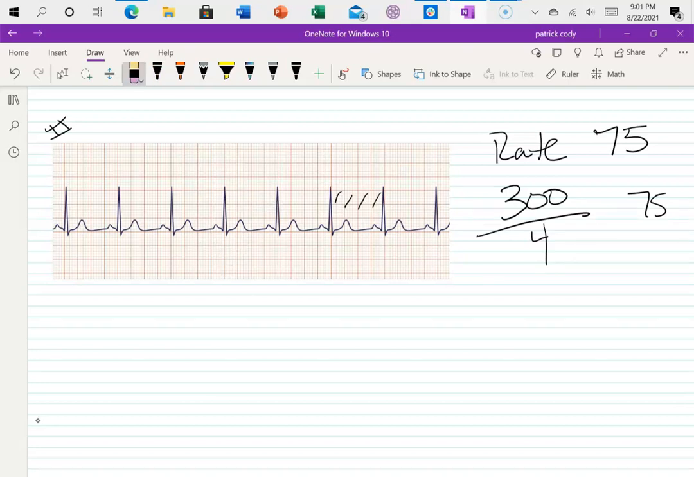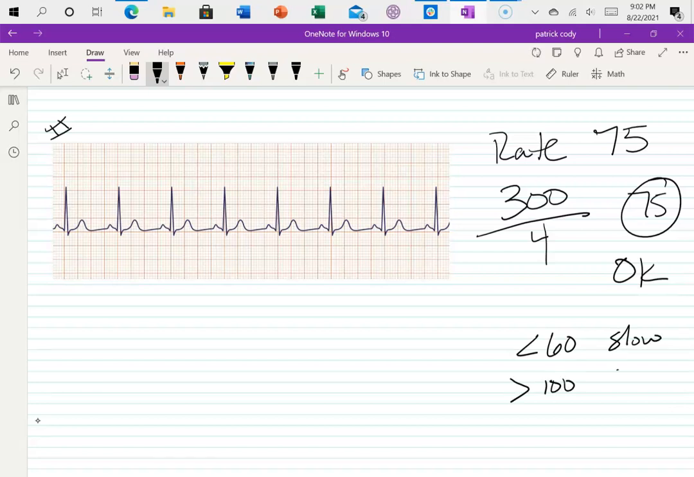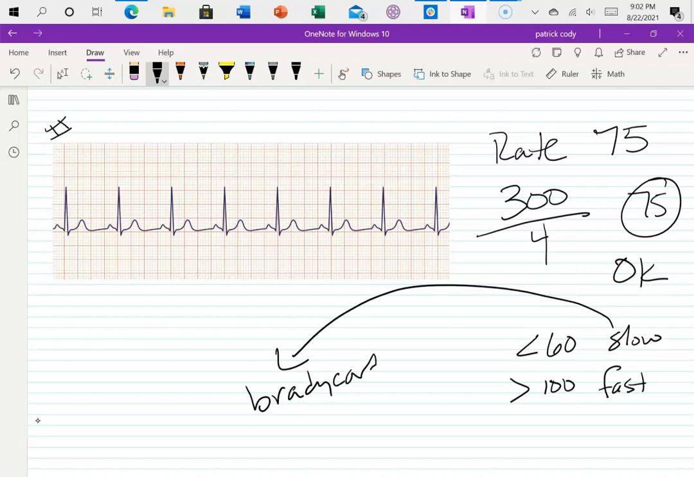So luckily, because we're all astute clinicians here, we know that 75 beats per minute is A-okay, right? It's right in the middle of where we want it to be, because we know that anything less than 60 is going to be too slow, and anything greater than 100 is going to be too fast. And in general, if something is too slow, we call that Brady, in this case bradycardia. And if something is too fast, we're going to call that tachycardia. Okay, so bradycardia and tachycardia.